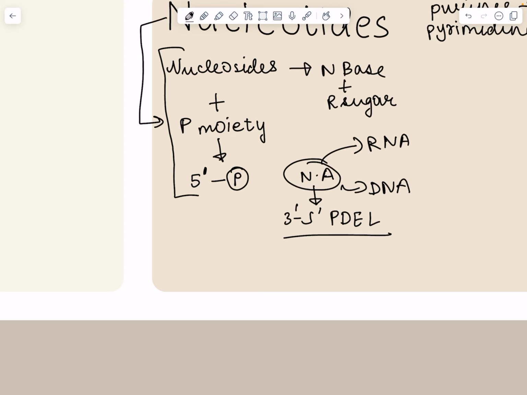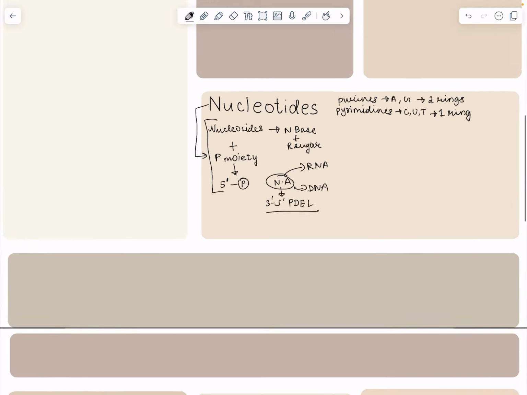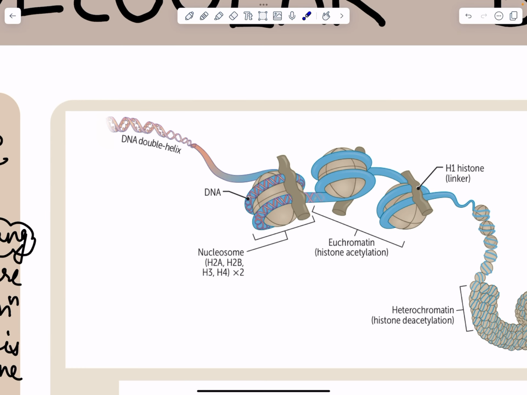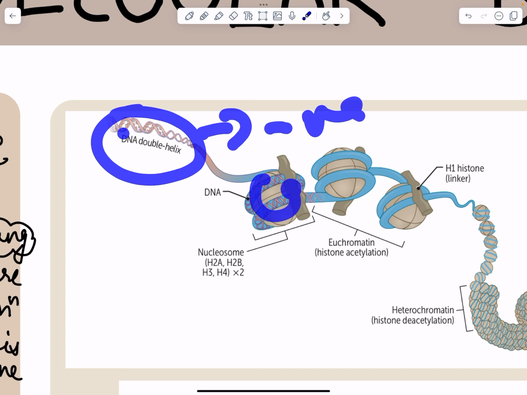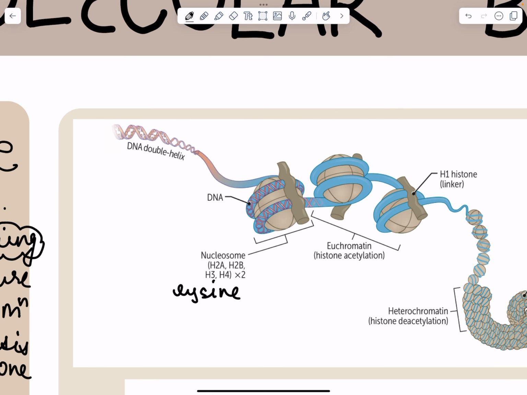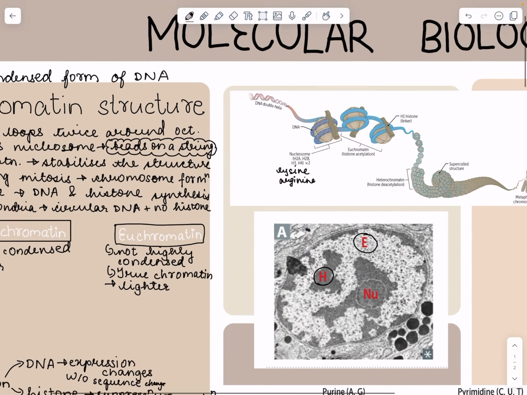And DNA has phosphate linkages, right? It has a phosphate backbone. The DNA double helix structure we'll see again. We have reached a full circle and formed DNA. So these are phosphates. DNA is negatively charged and histone proteins are positively charged because they have lysine and arginine in them. So this was it for the basics of molecular biology.